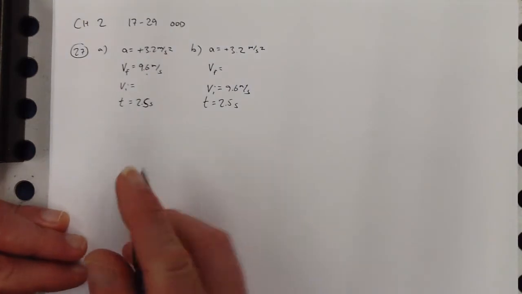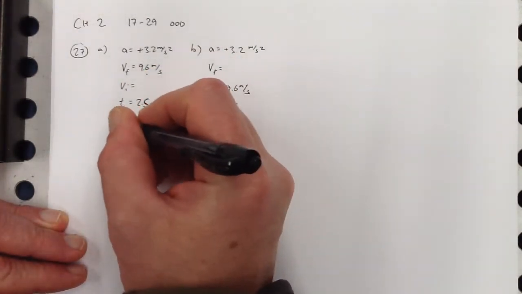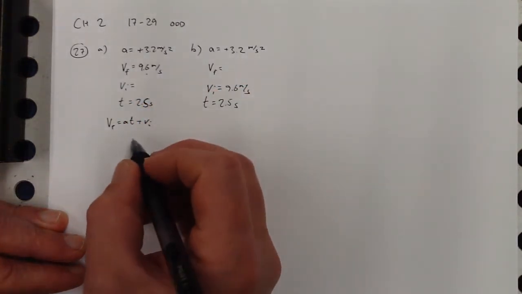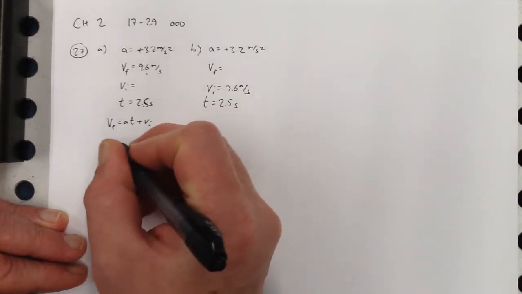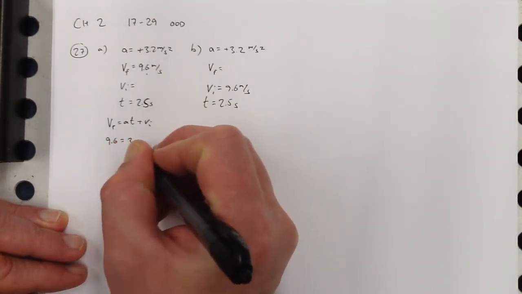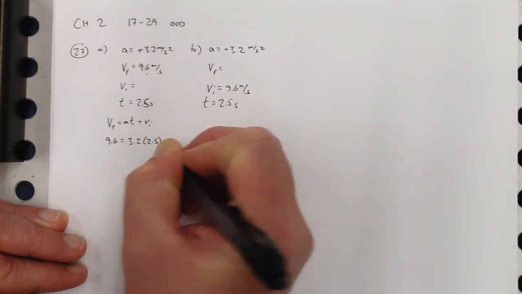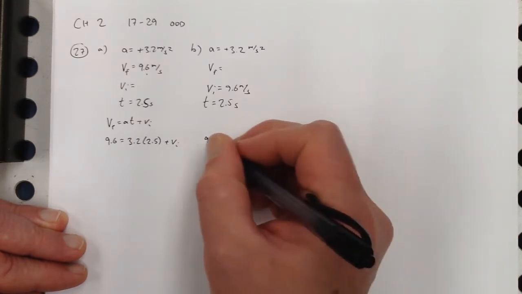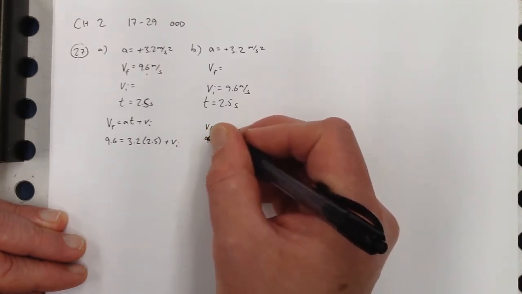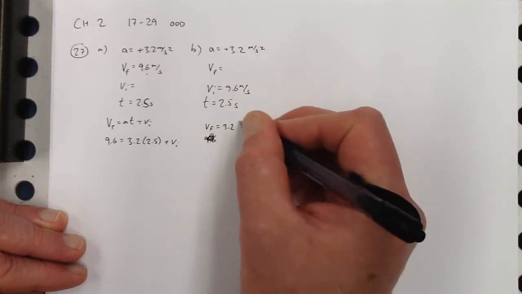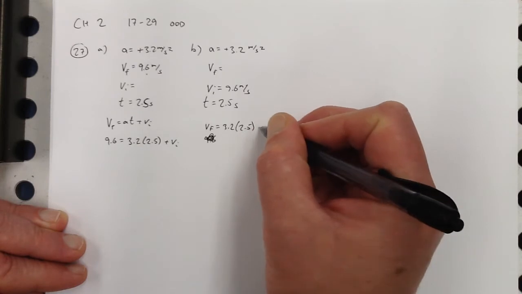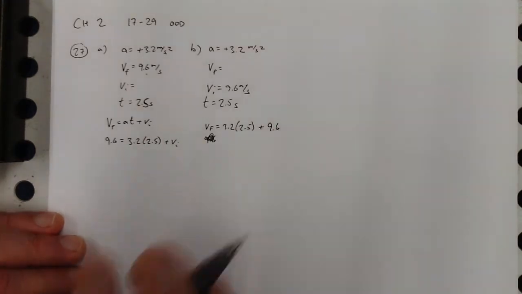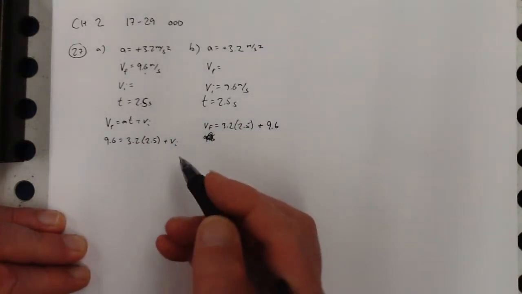So we can set up the equations if we want to. It's going to be VF is equal to AT plus VI for both parts. And here, my VF is 9.6, which is equal to 3.2 times 2.5 plus VI. And here, VF is equal to 3.2 times 2.5 plus 9.6. So you can see how we're going to get the two different versions of the answer. You can check in the back of the book and push the buttons on the calculator there.